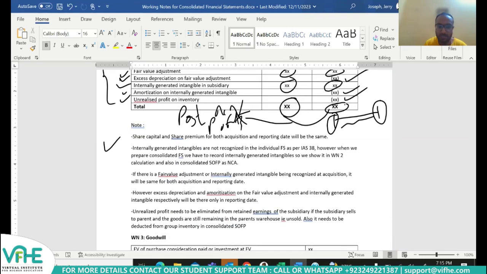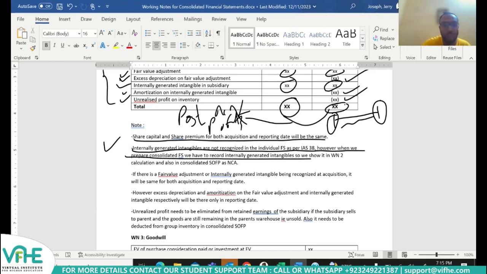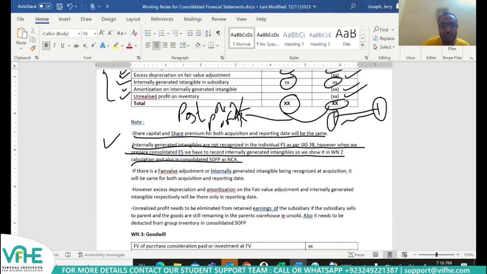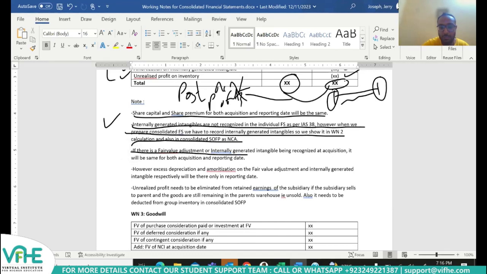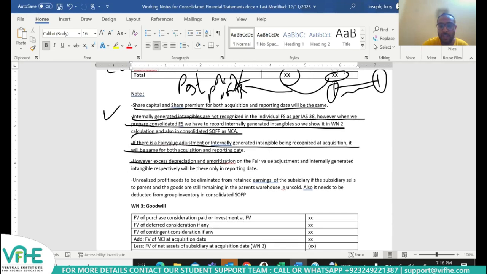Okay. And whatever I have told here, I have summarized it over here. Let's read through. Share capital and share premium, both for acquisition and reporting date, will be the same. Internally generated intangibles are not recognized in the individual financial statements as per IAS 38. However, when we prepare consolidated FS, we have to record internally generated intangibles, as we show in working note number 2 calculation and also in the consolidated SOFP. SOFP means statement of financial position, as a non-current asset. If there is a fair value adjustment or internally generated intangible recognized at acquisition, it will be the same for both acquisition and reporting date. However, excess depreciation and amortization on the fair value adjustment and internally generated intangible respectively will be there only in the reporting date. That also we discussed.